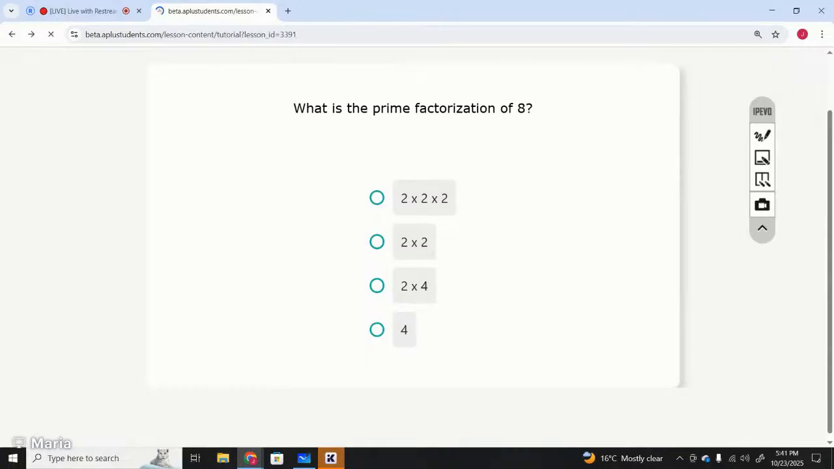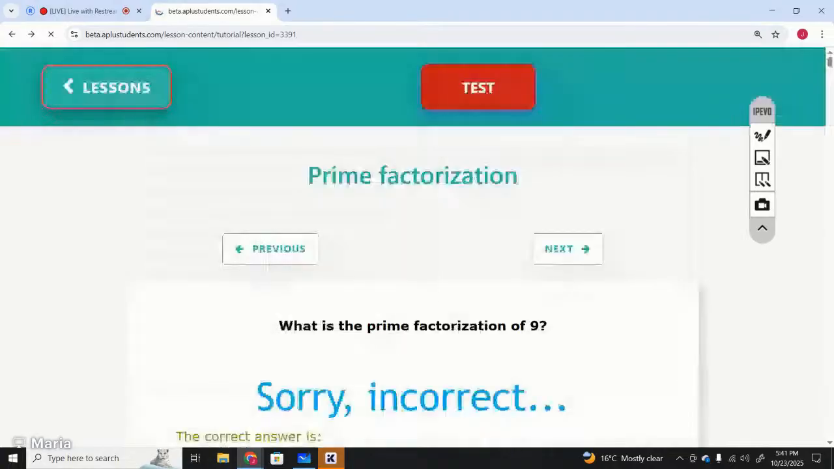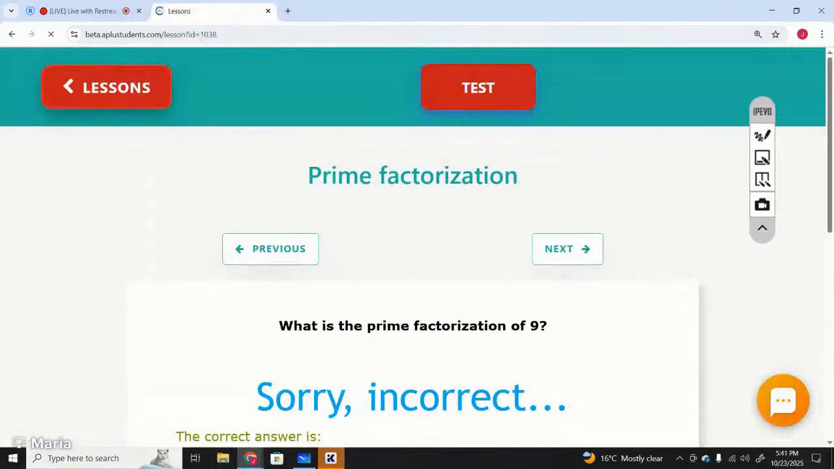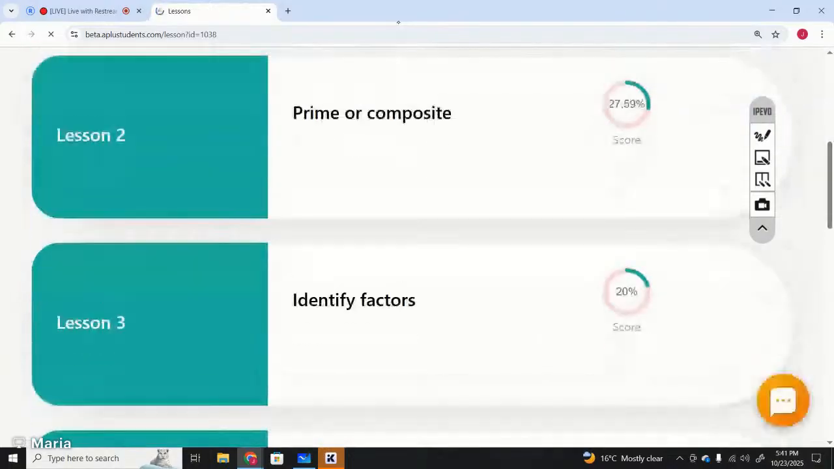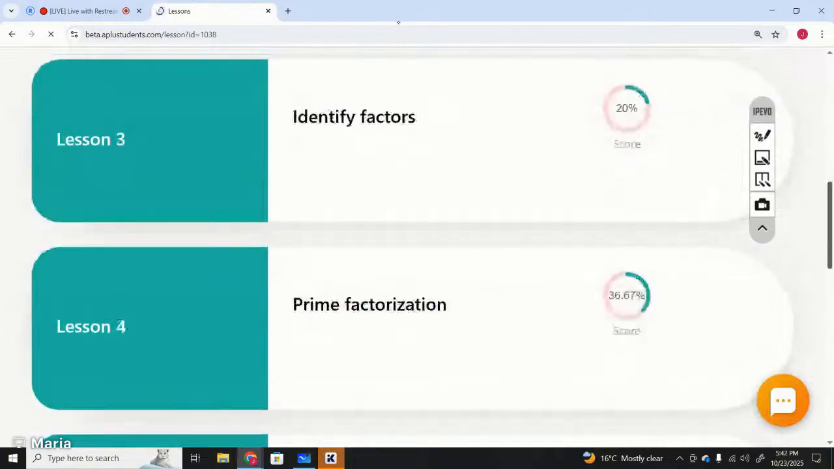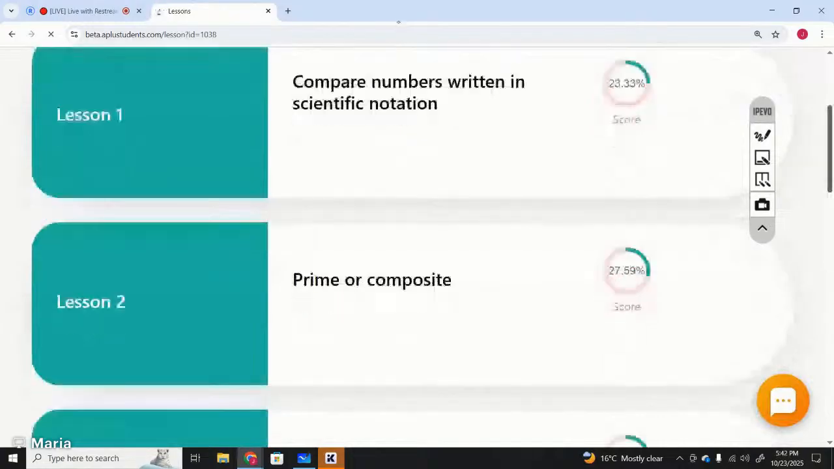So we were working on grade 6 math. The chapter we were working on is number theory. The lessons we have covered today are compare numbers notation, exit numbers, identify factors. So please make sure to do the questions for the lessons we just did before the next session.